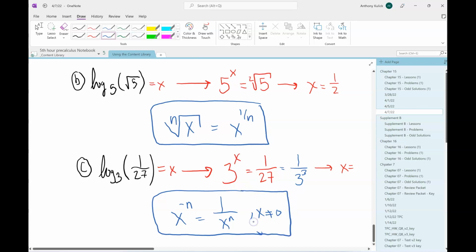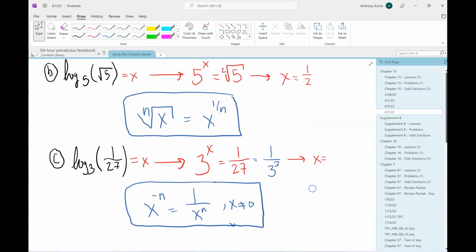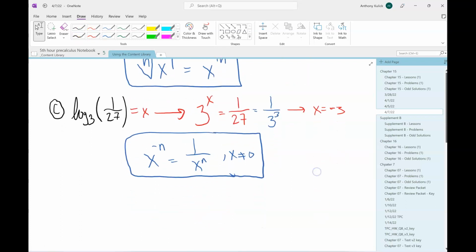So this is the rule in question: a negative exponent makes a reciprocal. So what is our value for x here? Negative 3. Very good. Yeah, I didn't hear that part after the negative. Well, you totally guessed right. So that's okay.